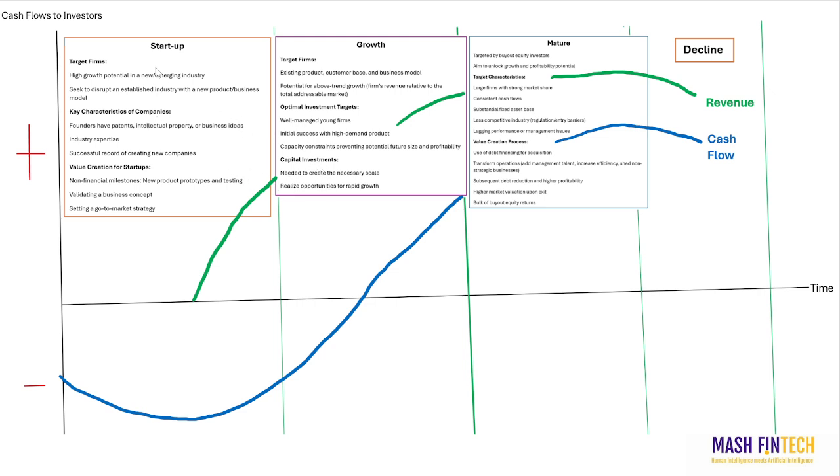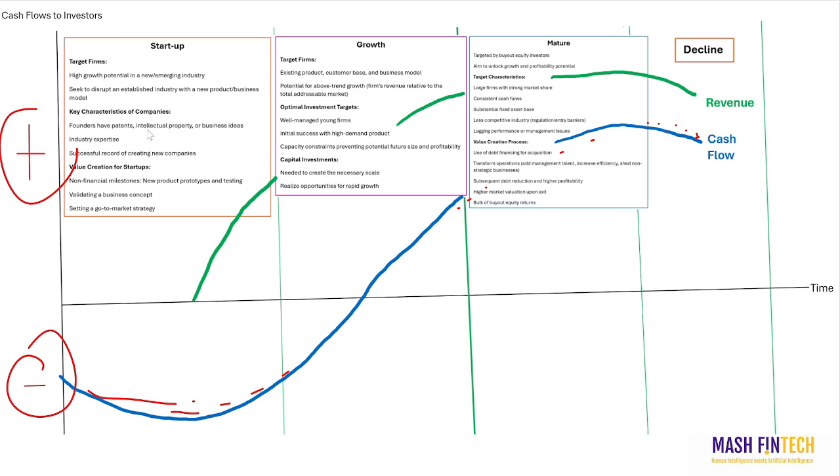In the startup, which is the first phase, remember the cash flows follow a J curve. If you remember, it starts off with a negative, and then it's going to be positive in later stages. So the cash flows are negative initially, but then they become positive as the companies grow and become mature. So startup companies have very high growth potential, and they seek to disrupt established industries with new products. Some of the key properties of these companies are that the founders have their patents, they have intellectual property, they have business ideas, right?